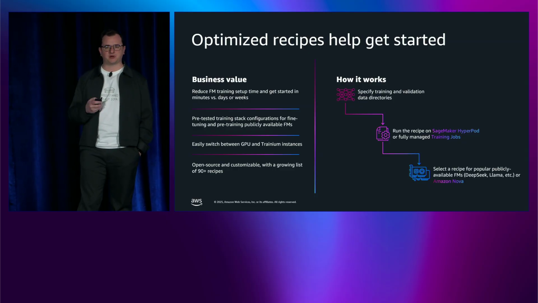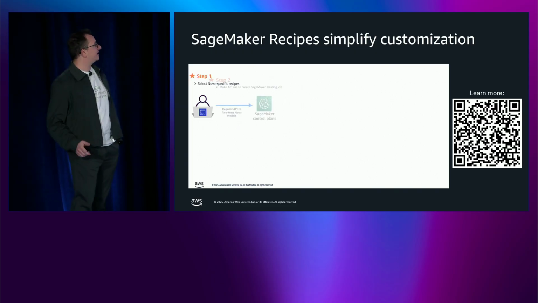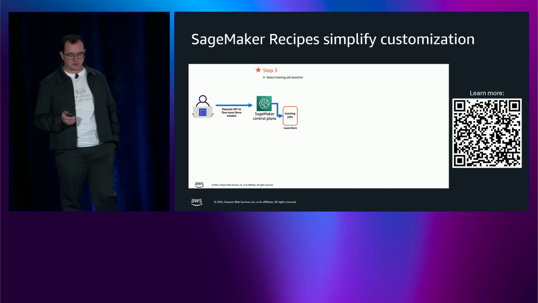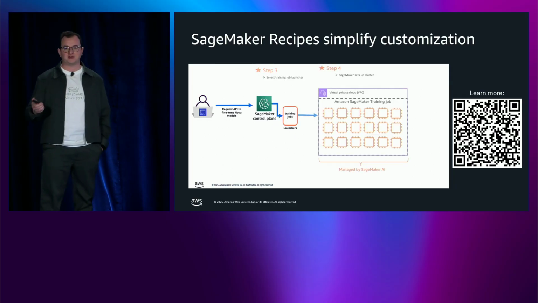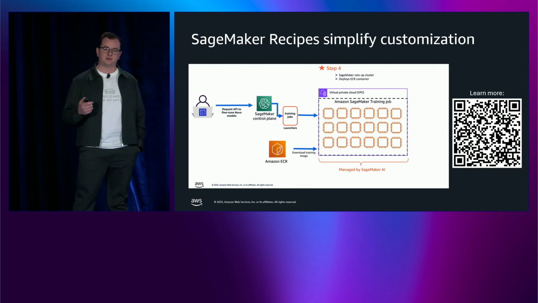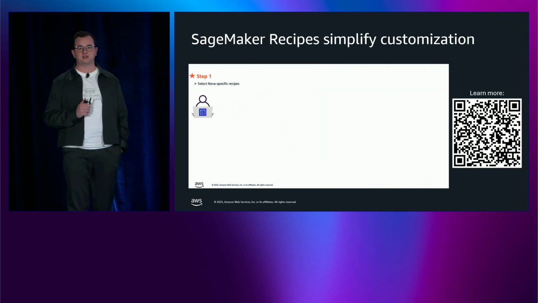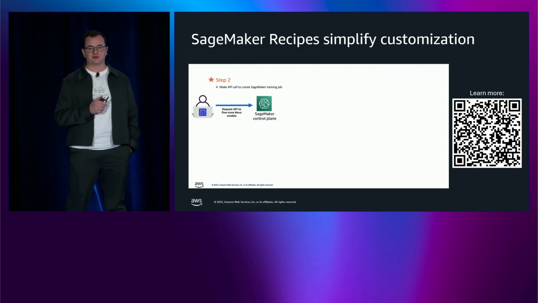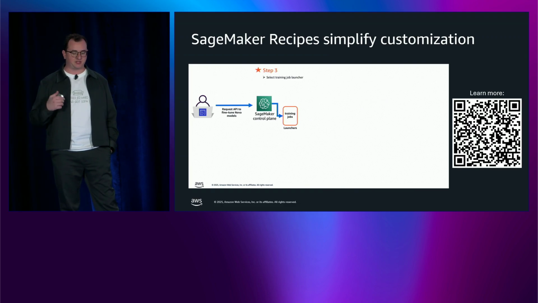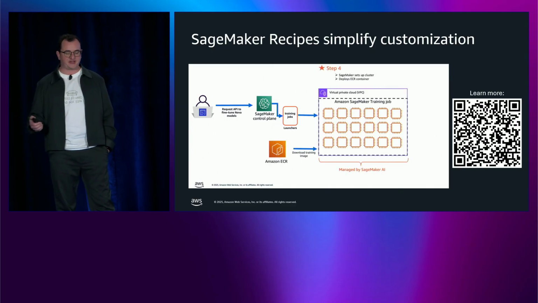So let's take a deeper look at how those recipes work. First of all, you're going to go ahead and select your Nova recipe. You're going to make an API call to the SageMaker control plane, which will then leverage some of the launchers that we have available in SageMaker, spin up the right training job or the HyperPod instance, download the ECR training image directly on those instances that have been deployed, and then finally load the data from the different data sources that you have, whether they are S3, FSx, or EFS.